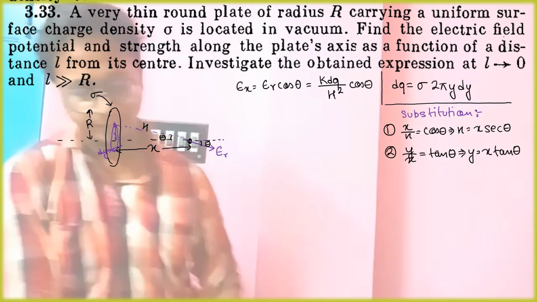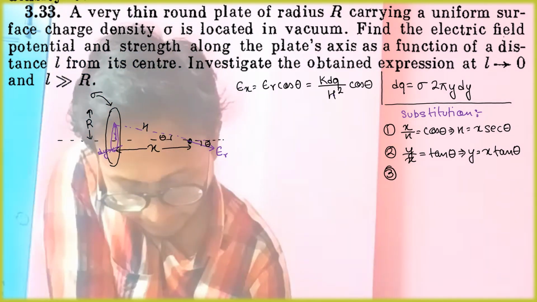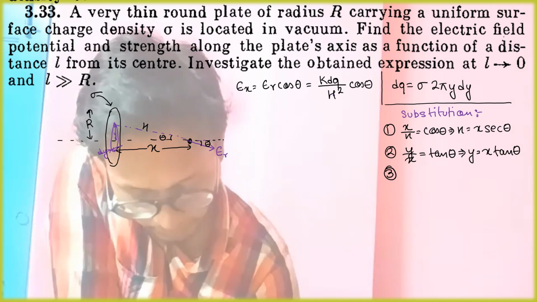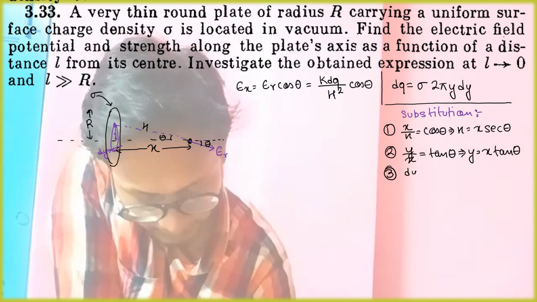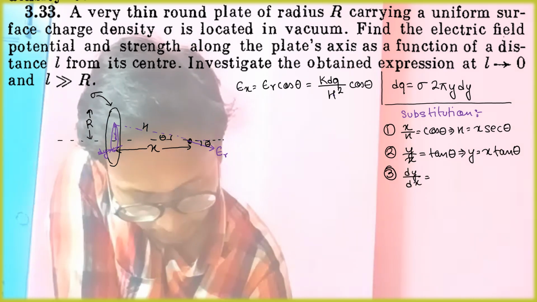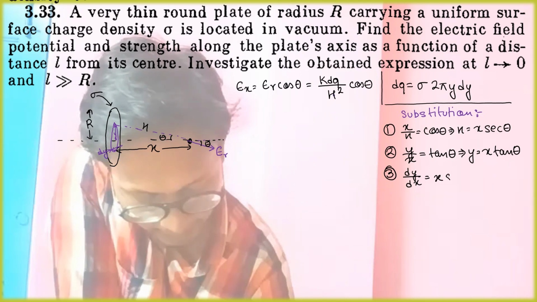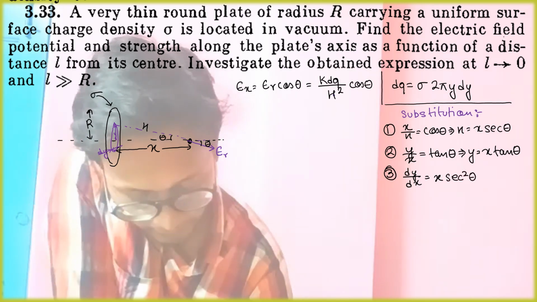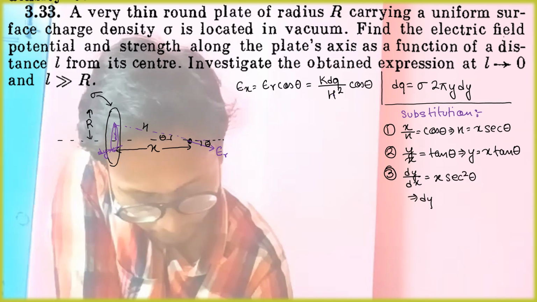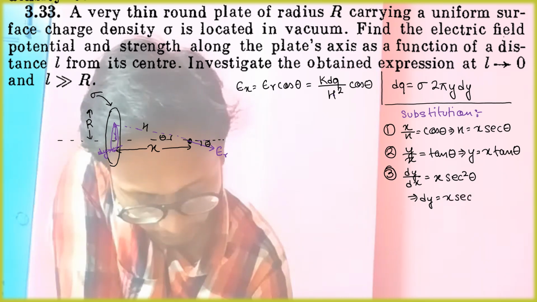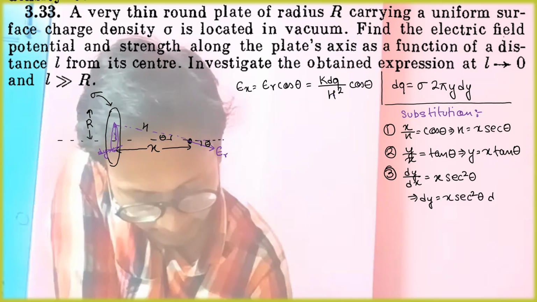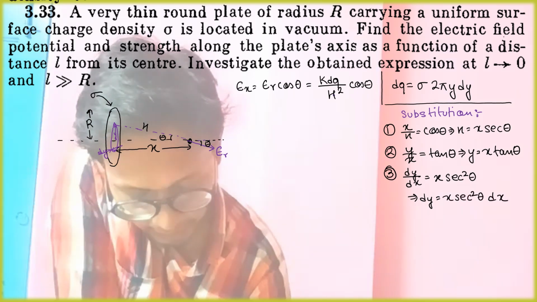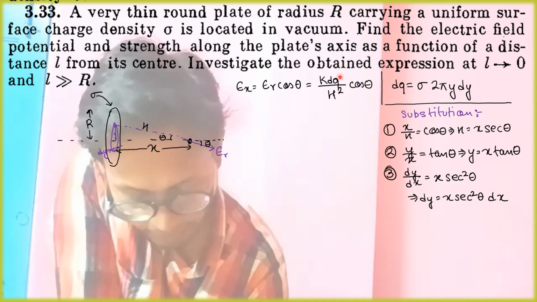Fair and fine. And the third portion is I have to differentiate this one. So dy by dx is equal to x sec square theta, or dy is equal to x sec square theta into dx. I have to substitute all these terms in this equation.